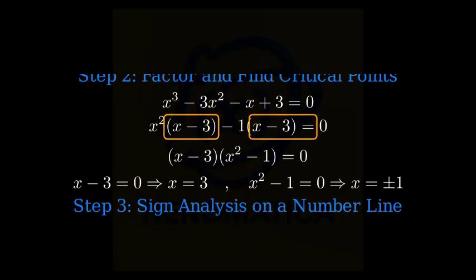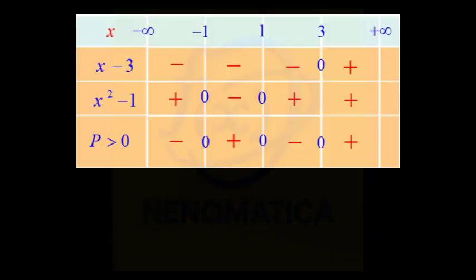Now, consider the sign of x minus 3. It is negative to the left of 3 and positive to the right. For x squared minus 1, it is positive outside -1 and 1, and negative in between. Multiply the signs to get the product, which is our polynomial. We want the product to be strictly greater than 0. That means positive intervals only.